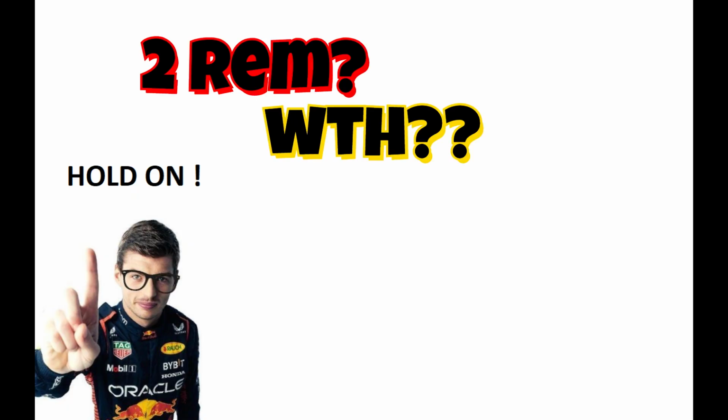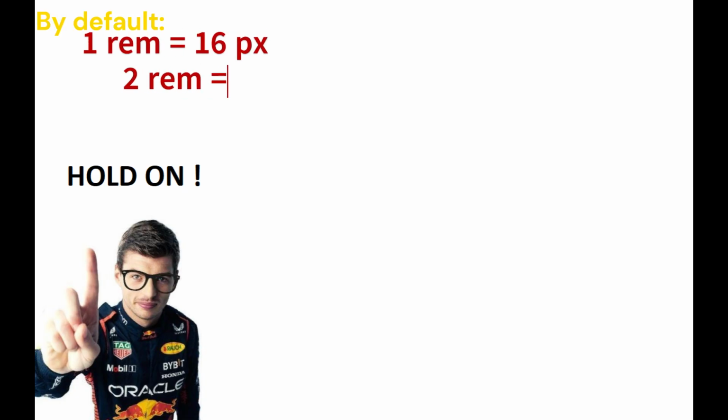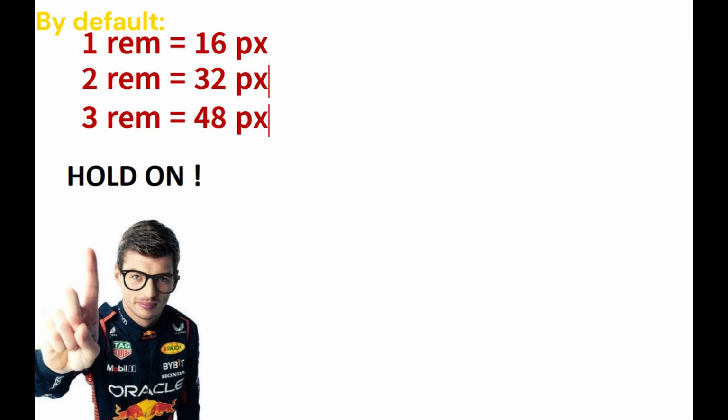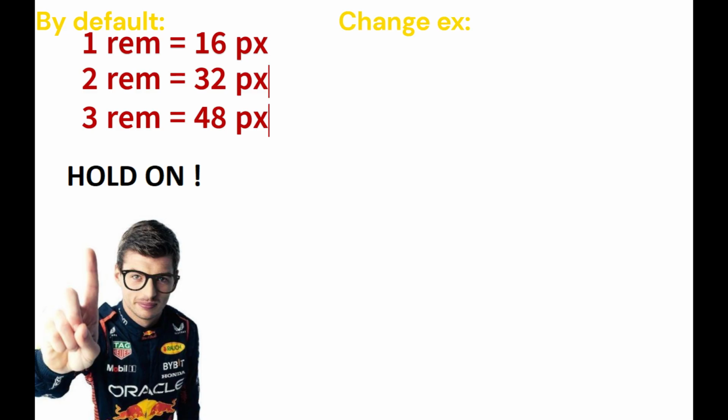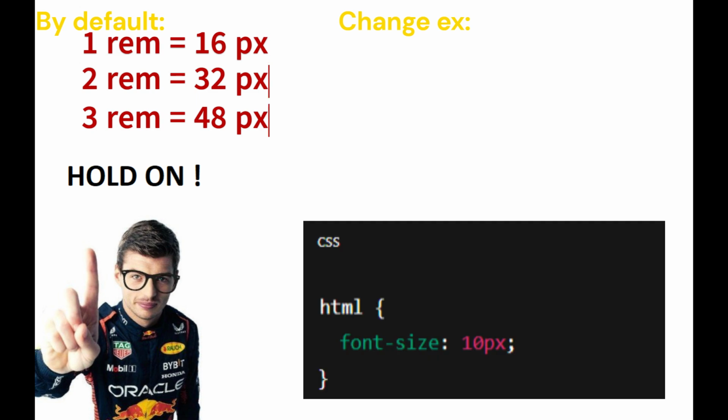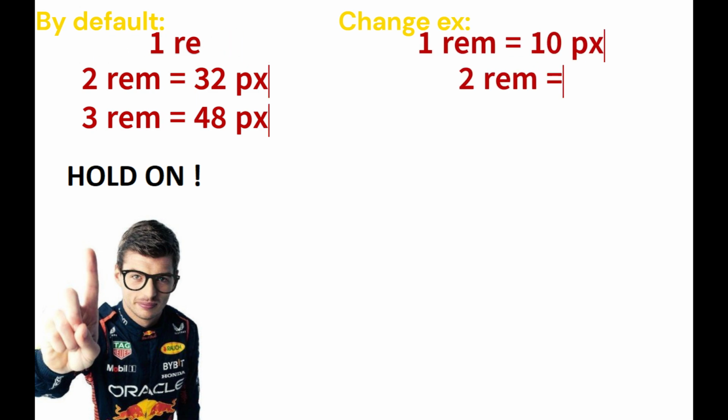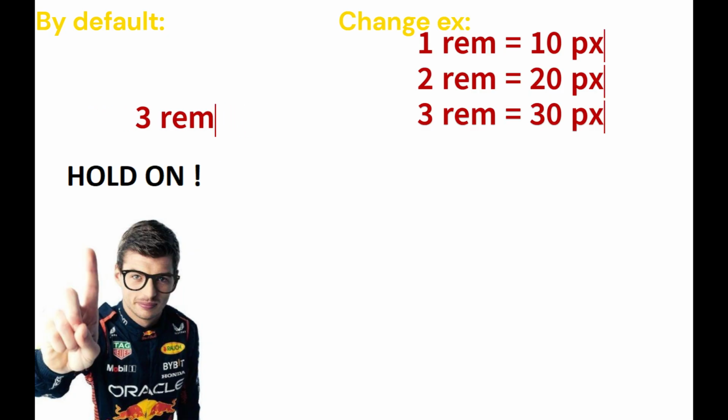Hold on here. What does 2 rem mean though? What is rem at all? In short, 1 rem equals 16 pixels by default unless you tell it otherwise. The term rem means root em. It's a relative unit used for sizing things like text, padding, and margins. Rem is relative to the root element's font size. So if you change the root font size in CSS, the meaning of 1 rem changes too, and all sizes defined in rem will scale automatically.